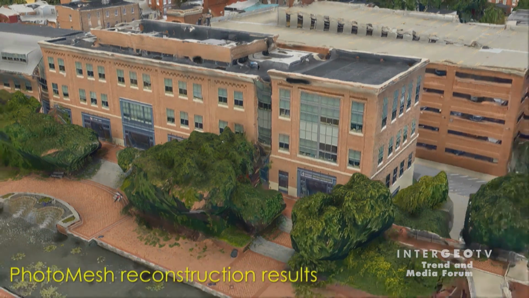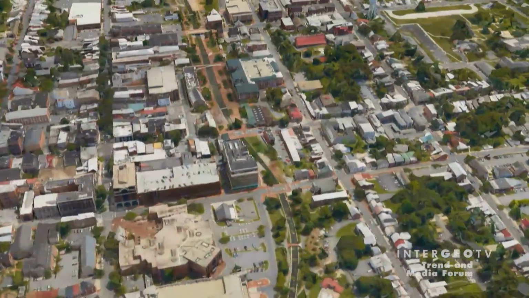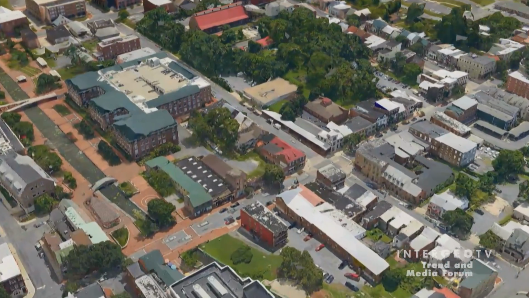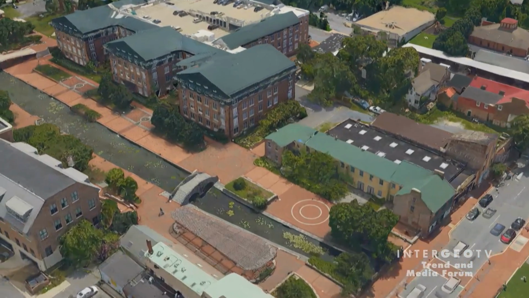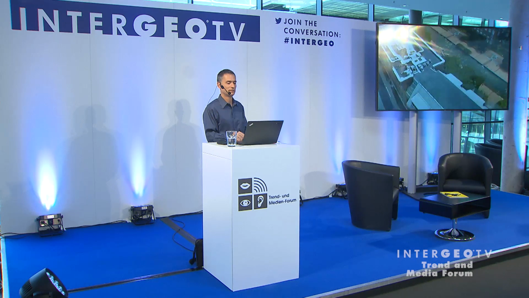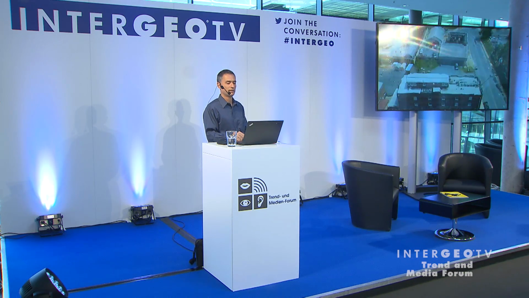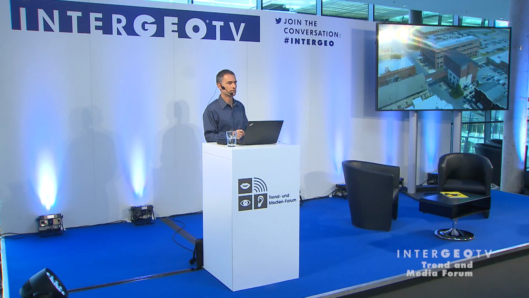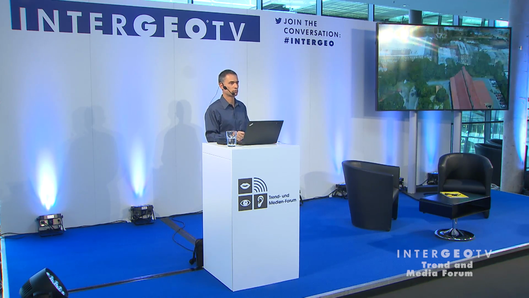And this is switching to the PhotoMesh view, which shows you the high fidelity and what you can expect to see from the PhotoMesh production. This is from 3-4 centimeter data. That's over in Frederick, Maryland. And the 3D accuracy is fantastic. It's very close to the resolution of the imagery itself.